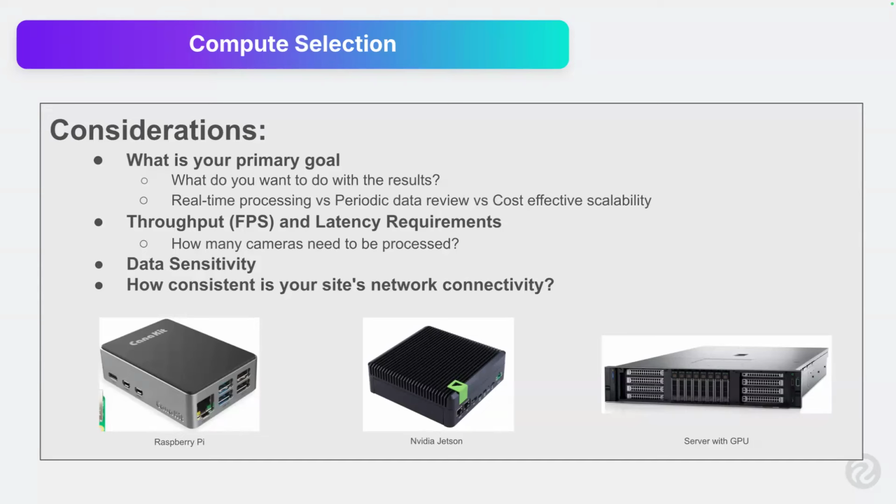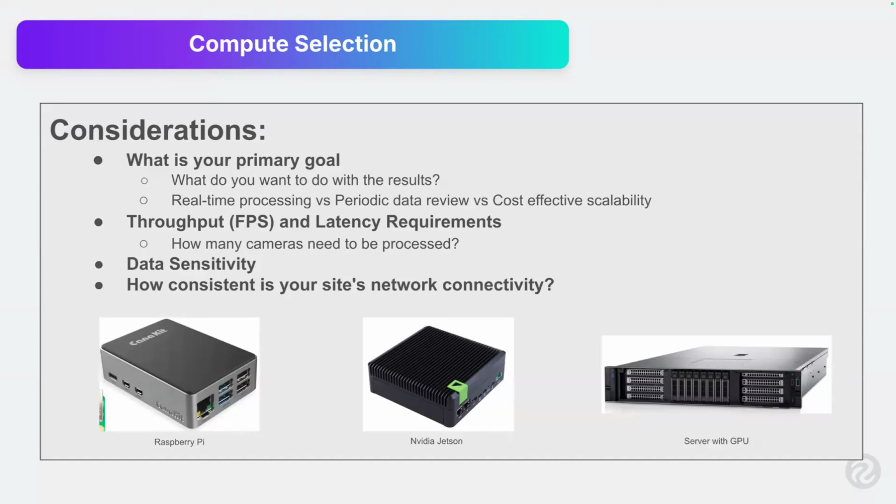That sort of thing is very much going to influence the type of compute you do. Data sensitivity: in a lot of settings, your data is very sensitive. That might rule out the cloud altogether, simplifying your options there. And then how consistent is your site's network connectivity? Do you have a very consistent network? Can you support IP cameras, or is your network going down all the time, so that's just not going to be an option? I need maybe a dedicated network or something like that.